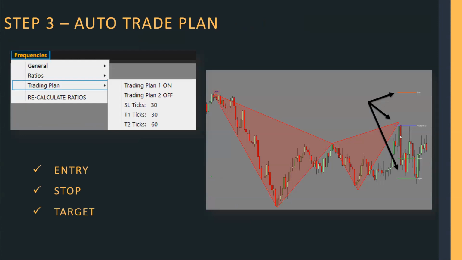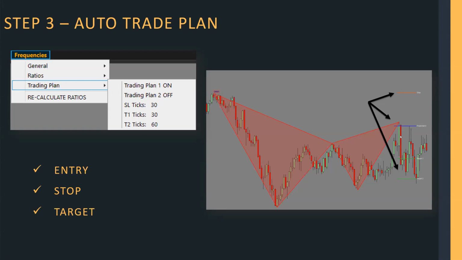Now, this is the ingenious part of it. If you've got a really big ratio, you're going to have a really big trade plan. If you have a really small ratio, you're going to have a really small trading plan, because it's all based off the size of the measurements. It's all based off the size of the run versus the retracement versus the expansion, the correction, because it's all mathematically driven.